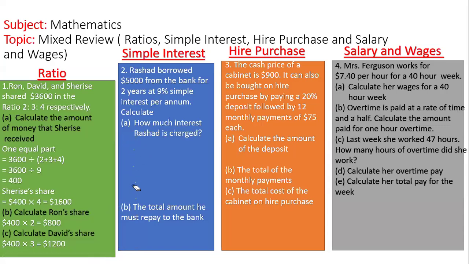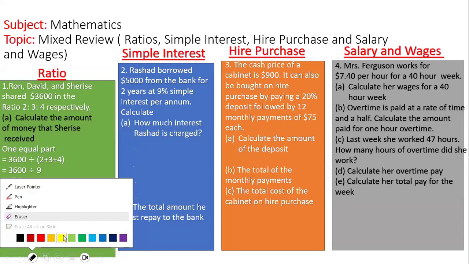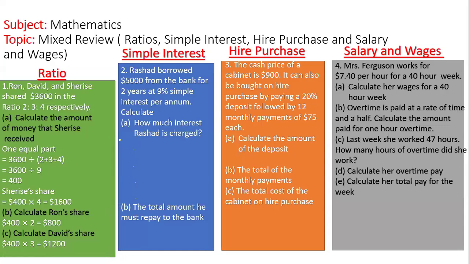So the first thing we have is the principal, which is what? 5,000. The principal is 5,000. The rate is what? 9%. Very good.